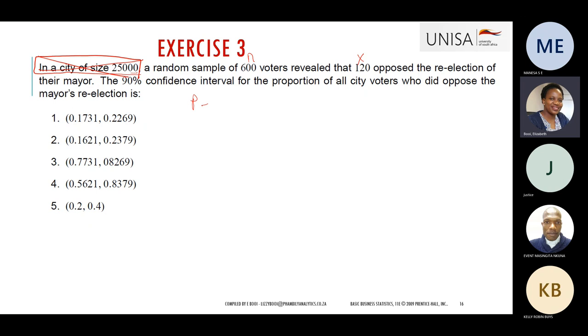And remember, you can find your P as X over N, and you need to use your P plus or minus Z alpha divided by 2, because it's alpha over 2. Remember the special exception, Z over 2 for a 90% interval is 1.645. You need to always remember that. Z over 2 times the square root of your P times 1 minus P over N. You can do this as well on your own. And if you are struggling, you can have a discussion with me on WhatsApp.